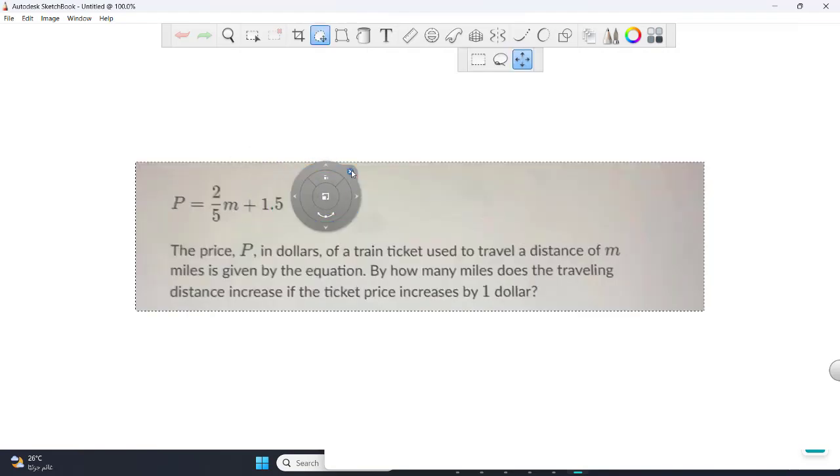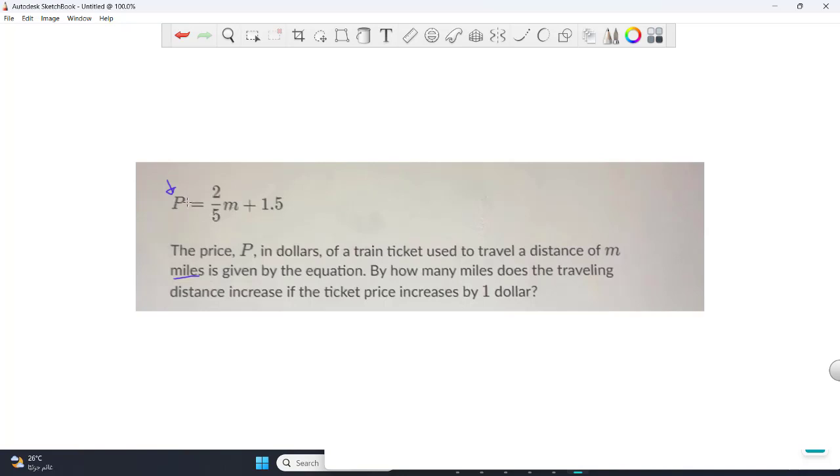In this exercise, we have the linear relation P = (2/5)m + 1.5. The price P in dollars of a train ticket is used to travel a distance m. So P is the price and m is the distance in miles. By how many miles does the traveling distance increase if the ticket price increases by 1? Usually the question says if m increases by 1, P will increase by 2 over 5.